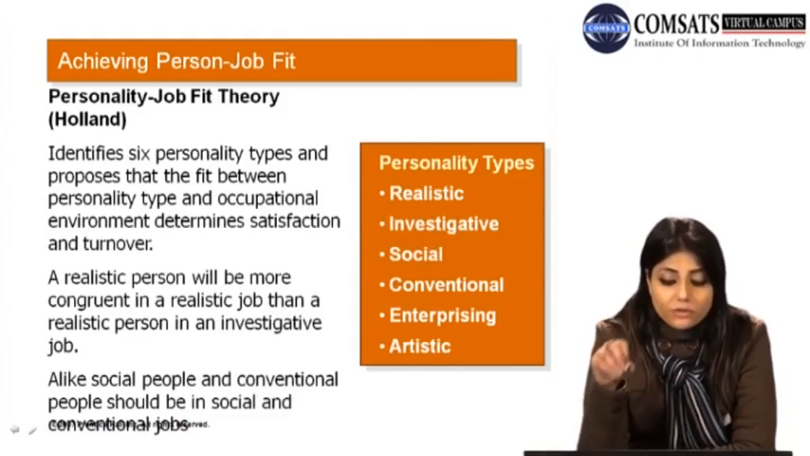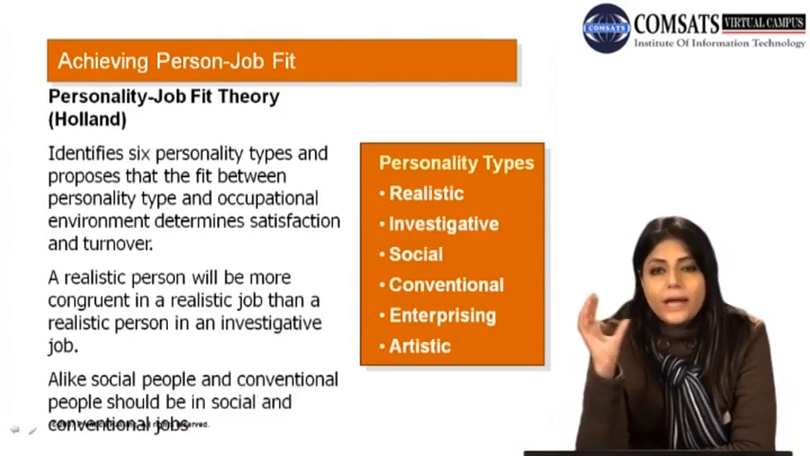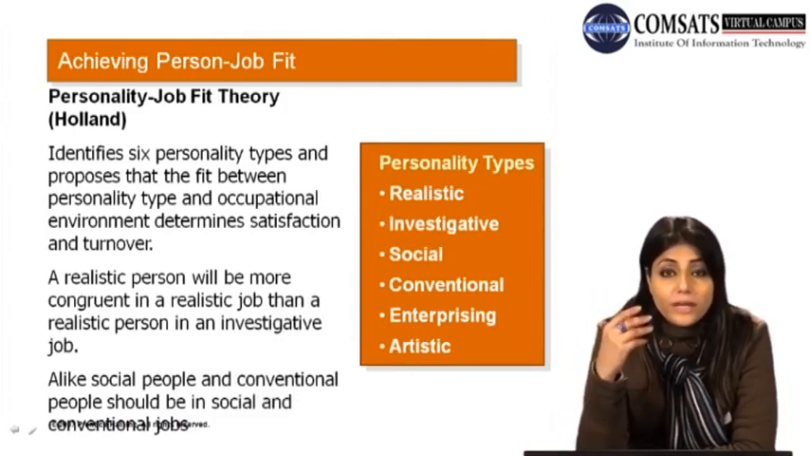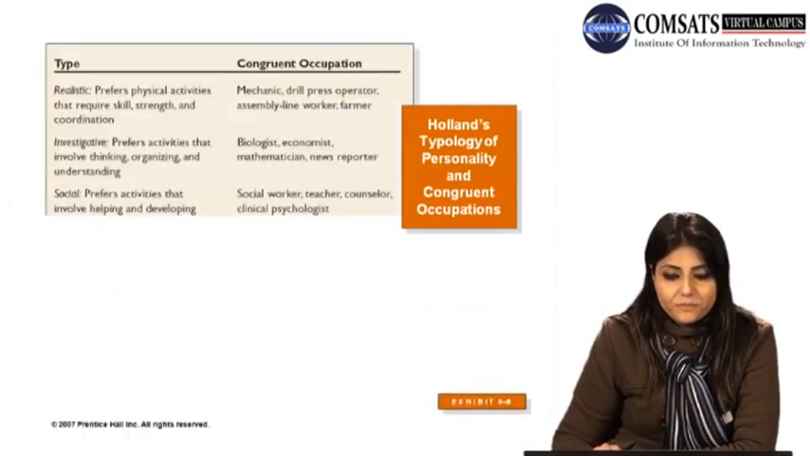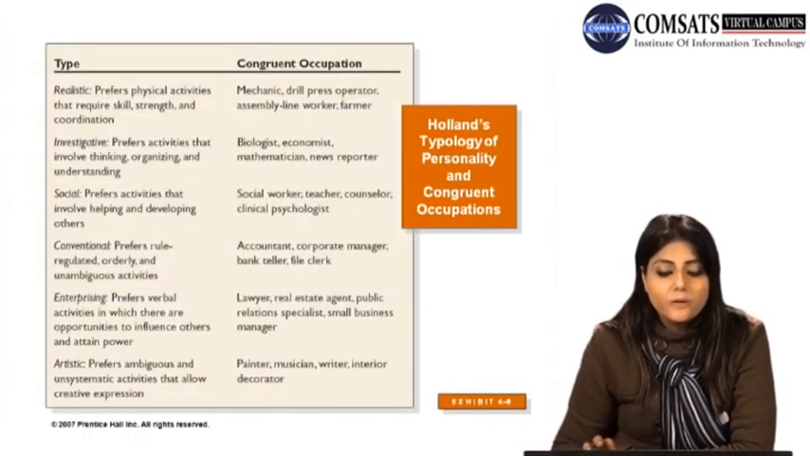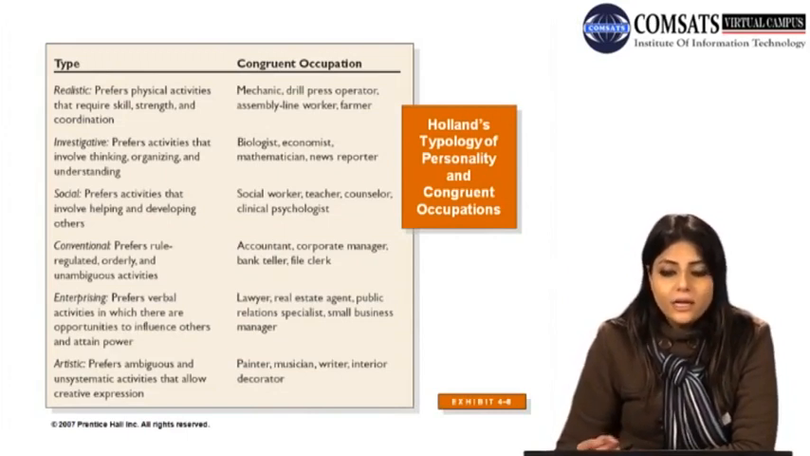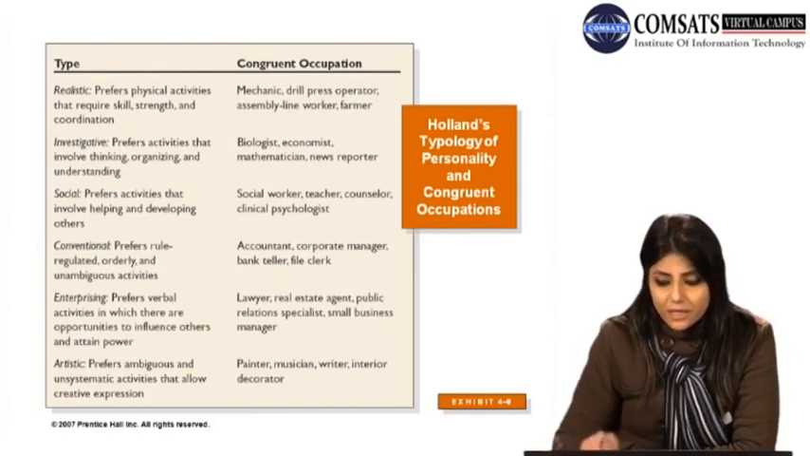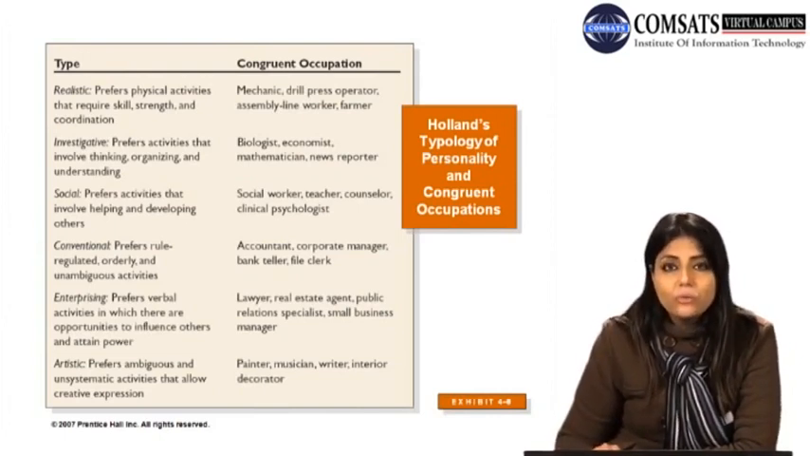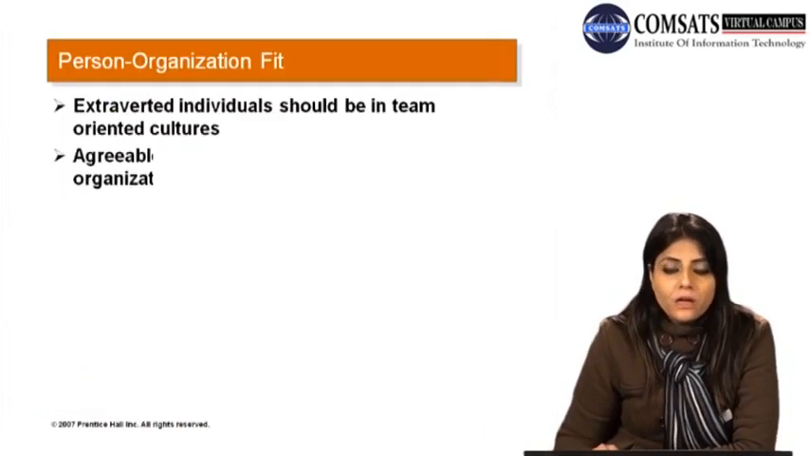So the social people are expected to do better in social jobs, and the conventional people are expected to do better in conventional jobs. So here are the different types of individuals and the occupations which would be congruent to their personality types. I would urge you to go through this slide very carefully.